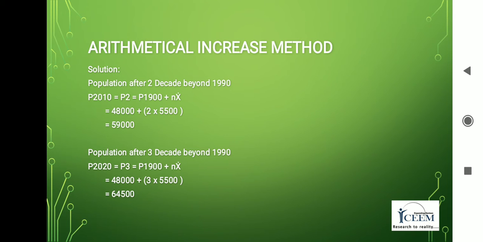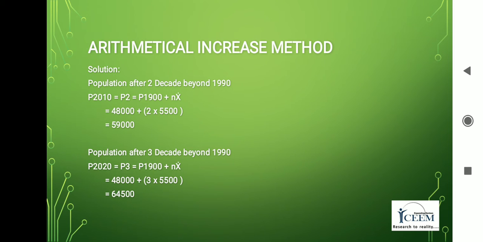For next decade, for second decade, the value of n becomes 2, and the value of 1990, that is 48,000, it is also typed here as 1900. The value of P2 is 48,000 plus 2 into 5,500 is equal to 59,000. Similarly for third decade, the value becomes 64,500 for the decade of 2020.